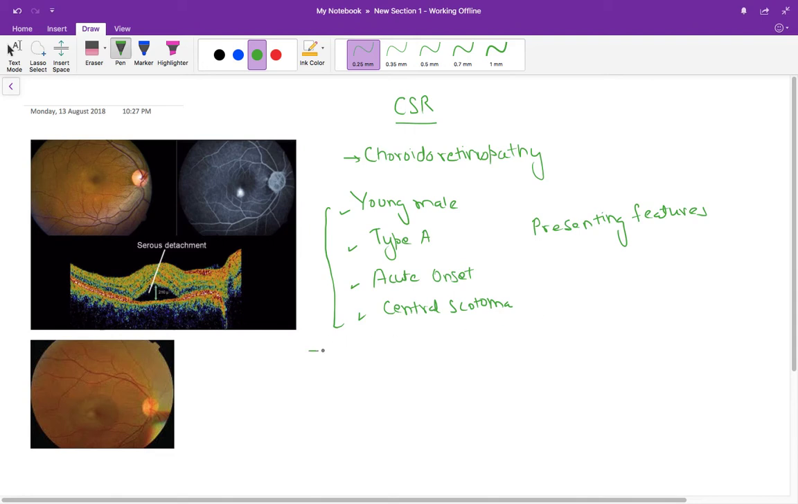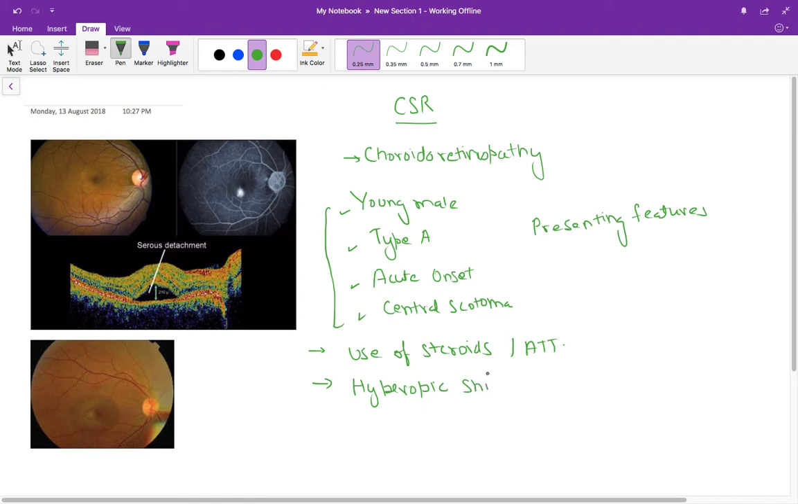Also, the risk factors are use of steroids or ATT. Remember, there is no loss of vision, but definitely there can be diminution of vision in massive central serous retinopathy. Another important thing that you should remember is that there is a hyperopic shift.